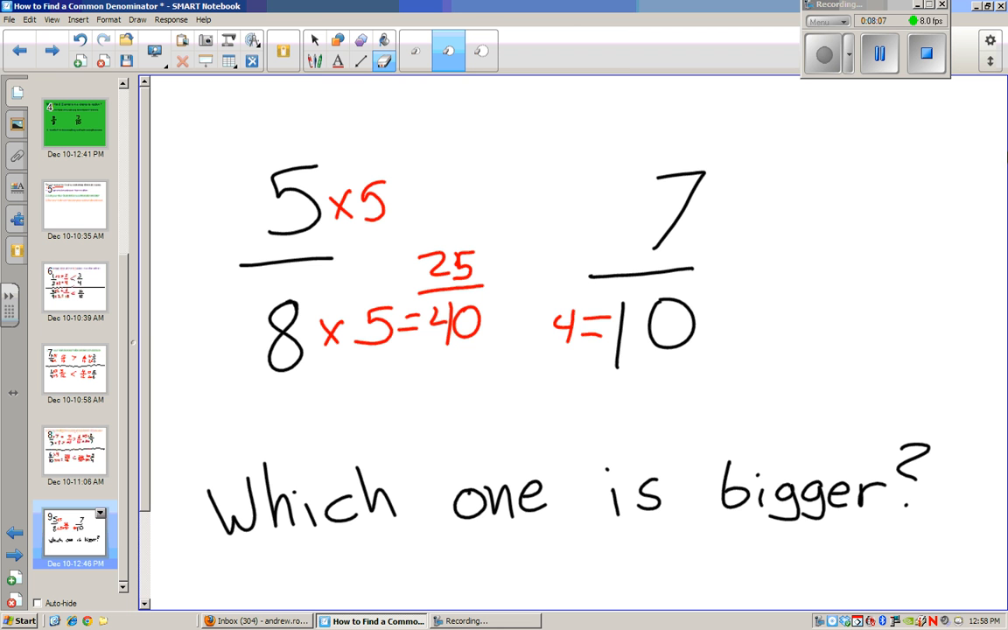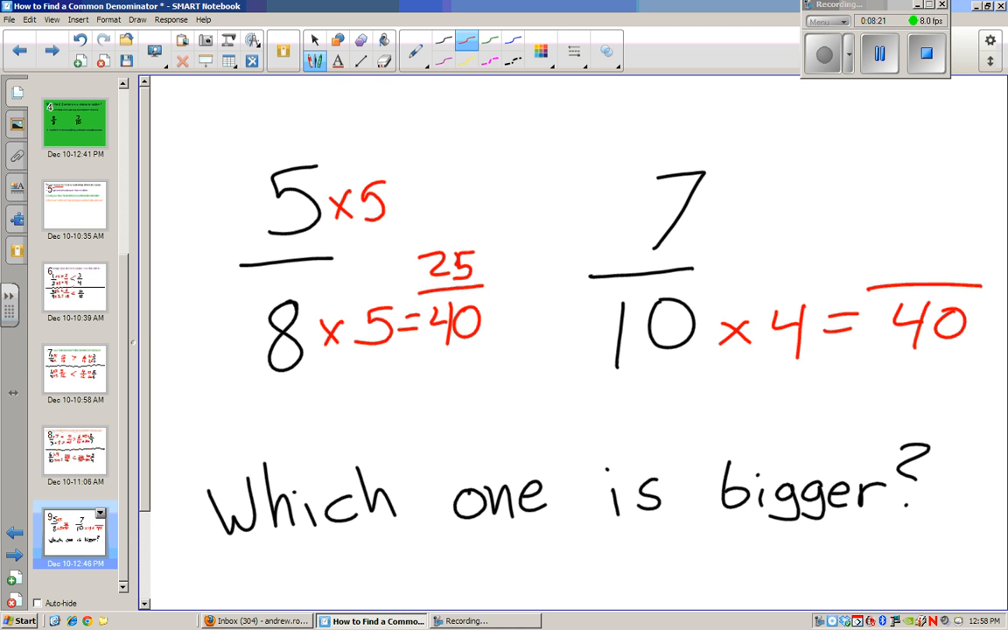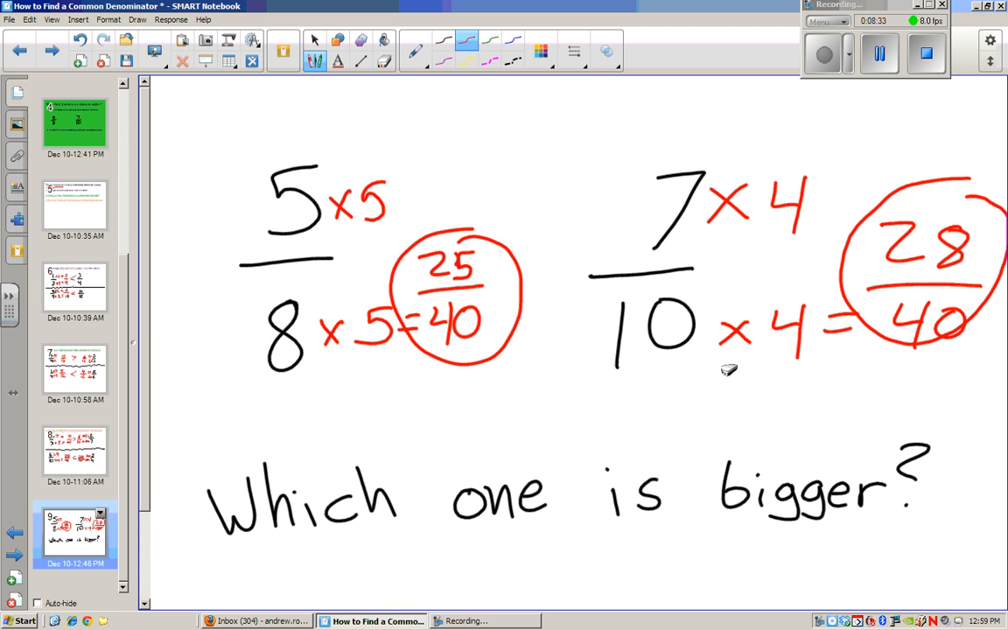I'm going to do it on the other side because I don't have enough room. Times 4 equals 40. And 7 times 4 equals 28. So which one is bigger, 28 40ths or 25 40ths? 28 40ths is bigger. Now there's another way we could do that.